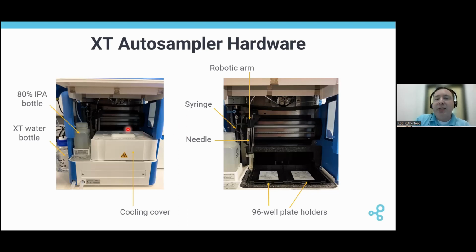The nice thing about this, if you have the cooling cover, it is designed not to interfere with the robotic arm and the needle itself. So I don't want you to think, well, I can't use it because then the needle will all of a sudden break or you'll have some interference. As long as you're not shoving that cooling cover in as hard as you can, it does have a natural stop and it won't interfere with the needle.